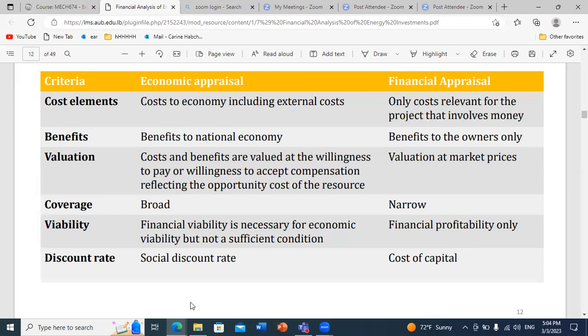Now, concerning the discount rate, we'll discuss what the discount rate is in this lecture. In economic appraisal, we consider the social discount rate, while in financial appraisal, we consider the cost of capital that we are using in investment.